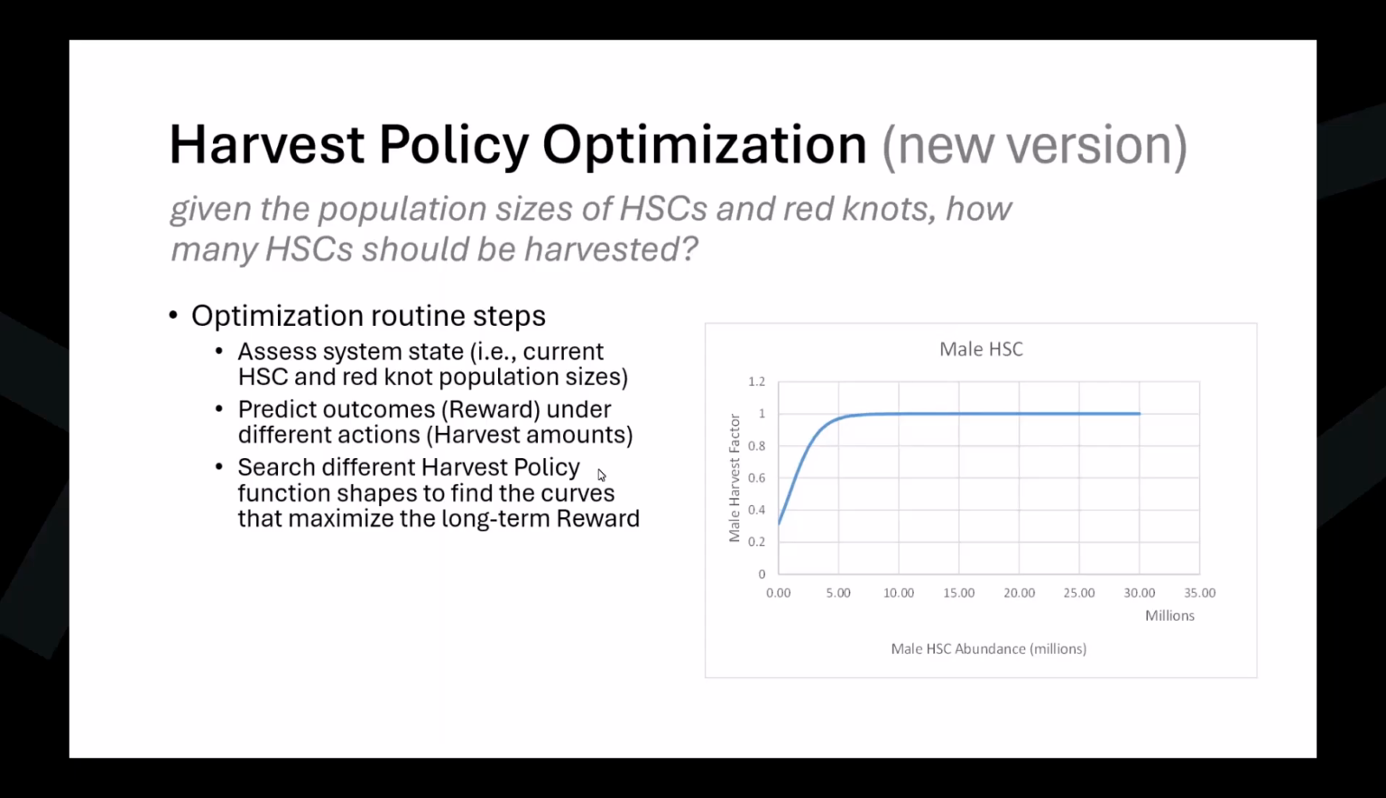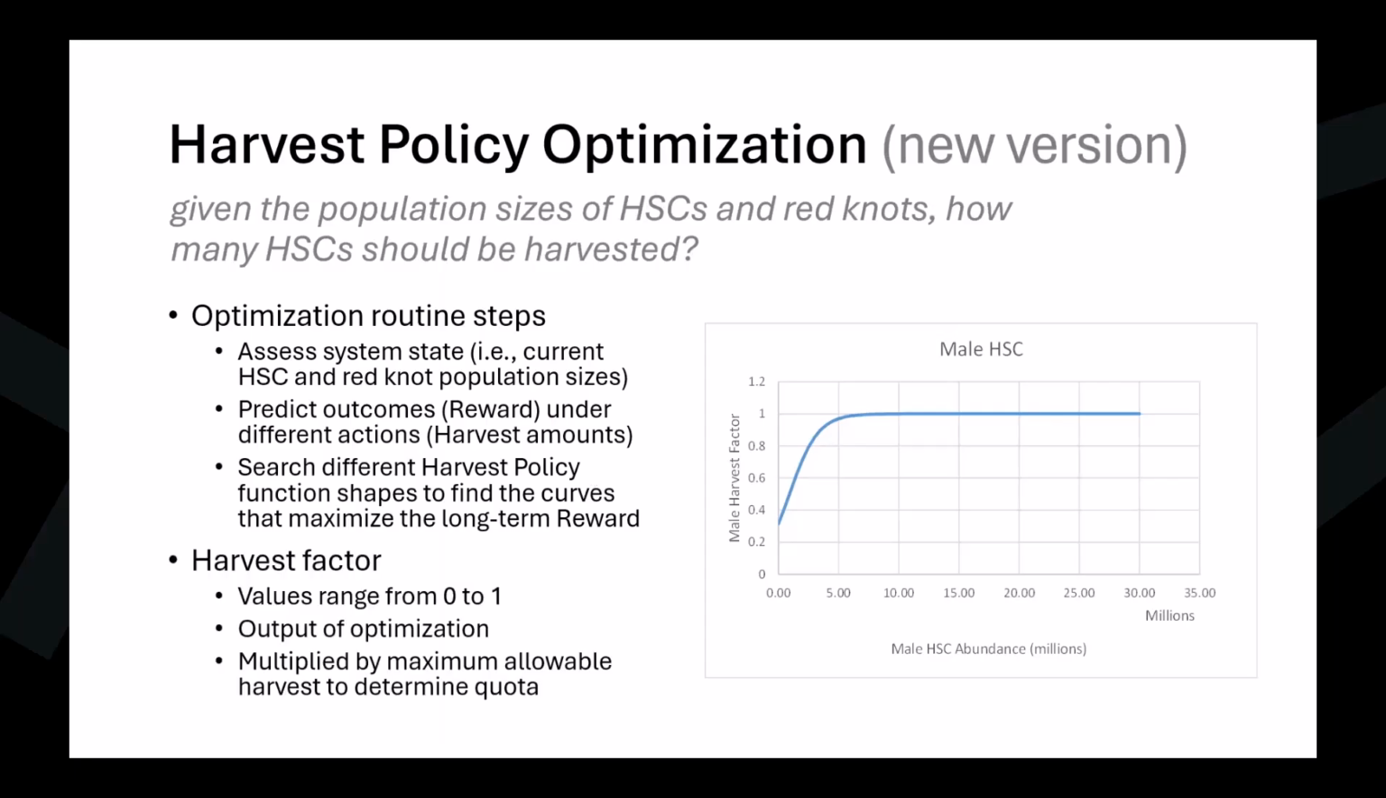And this shape each year is going to tell us what will be harvested. So 30 years from now, there's a predicted abundance of male horseshoe crabs, and this curve will tell us our harvest factor given that abundance. And then we're searching across all these different possible shapes of this particular curve to give us the maximal long-term reward, the sum of those rewards over 100 years. And of course, we're doing this for female crabs as well, simultaneously.